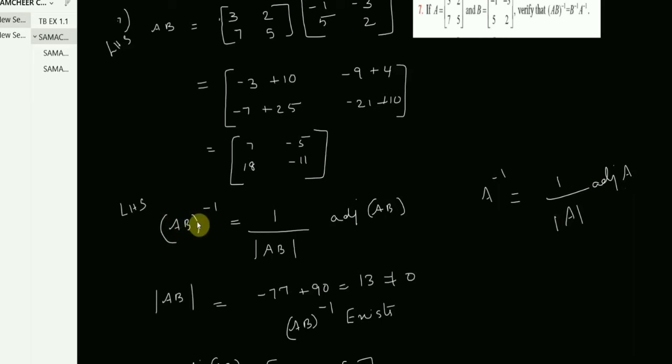So in the place of A, you have to write AB. Wherever you have A, write AB. So 1 by determinant of AB into adjoint of AB. So let us find determinant of AB.